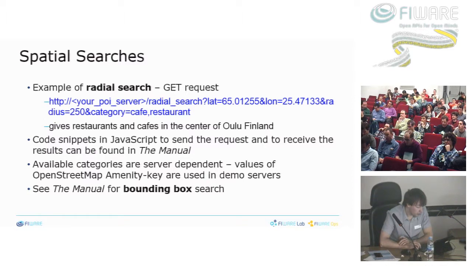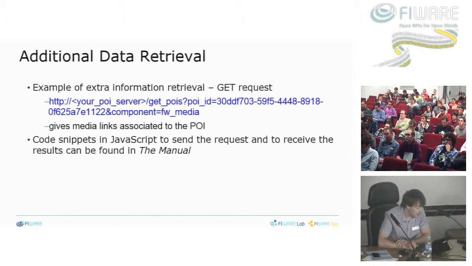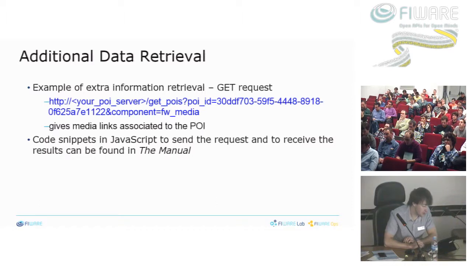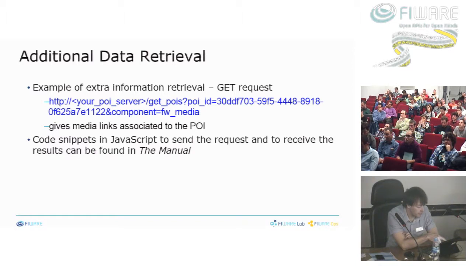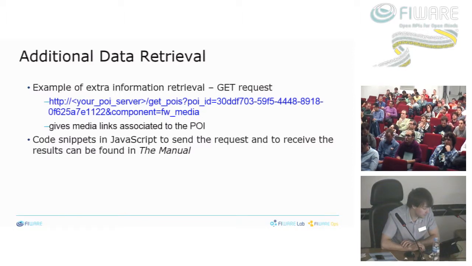When we now retrieve the core component of these POIs, as they were determined to be nearby, so within this radius around the position, then we can retrieve additional data by explicitly requesting a specific component of a specific POI ID. This is just a second GET request that can be done for batch POIs as well. So you can pass several POI IDs and retrieve this specific component or several components for a set of POIs.